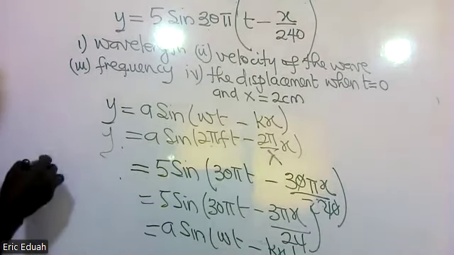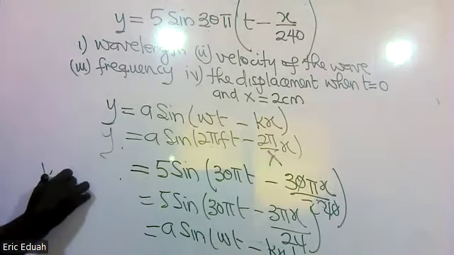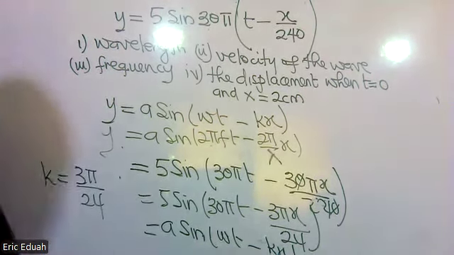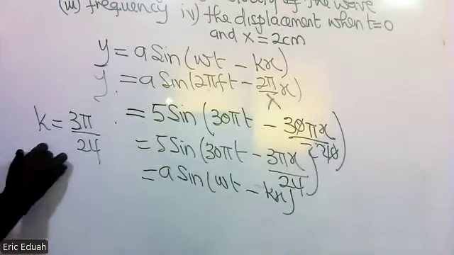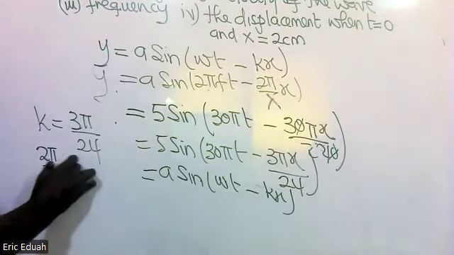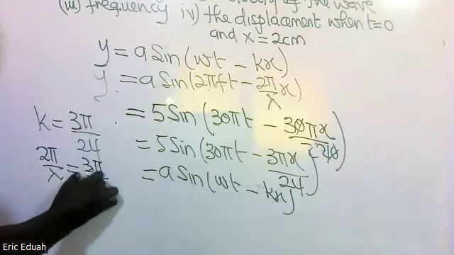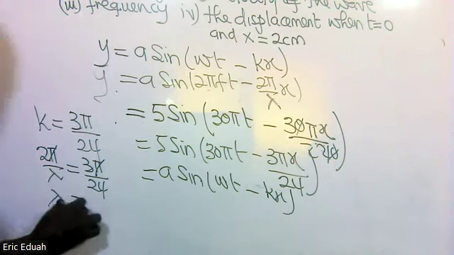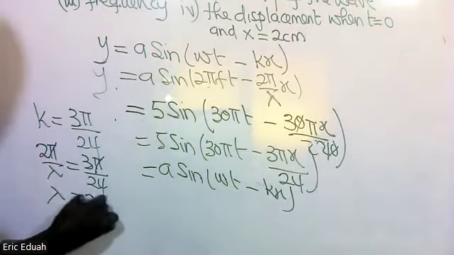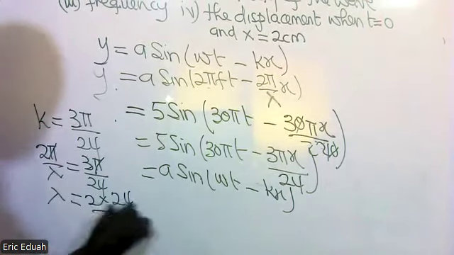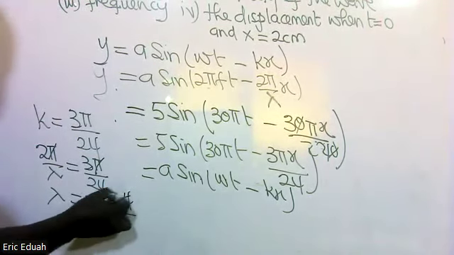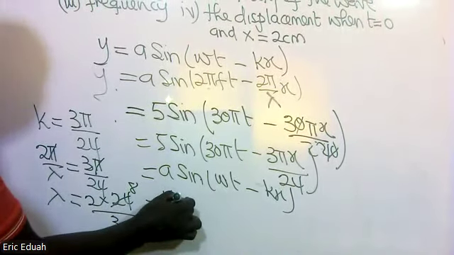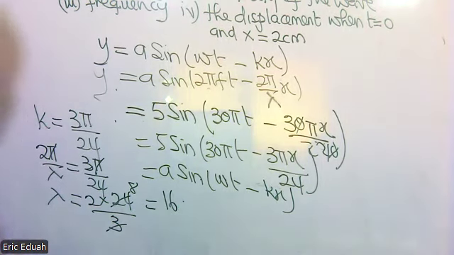So it means that k is equal to 3 pi on 24. k is equal to 2 pi over lambda. So 3 pi on 24 equals 2 pi over lambda, and you make lambda the subject. Lambda would be equal to 2 times 24 over 3. 3 goes into 24 eight times. 2 times 8, 16. And I'm told x is in centimeter.